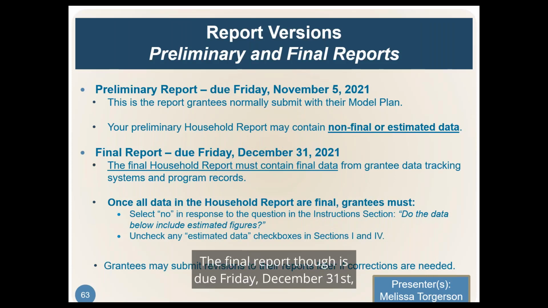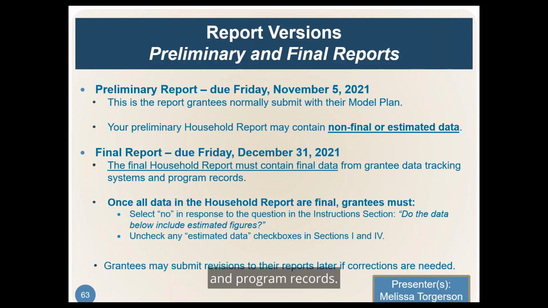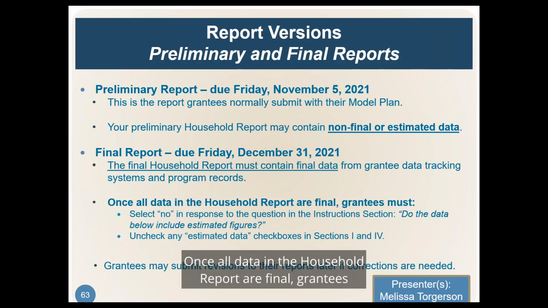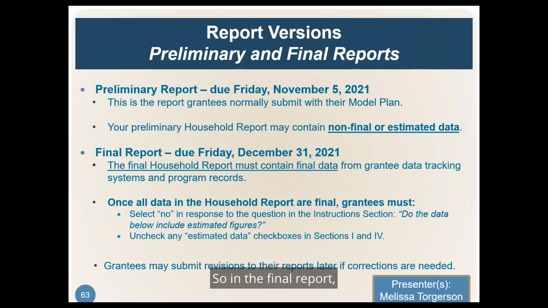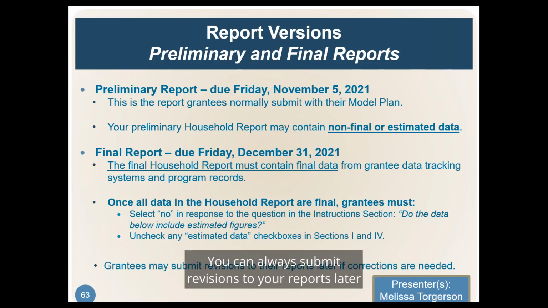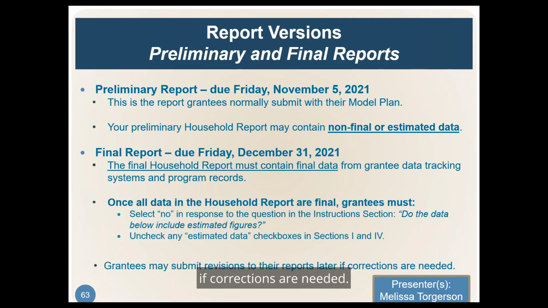The final report, though, is due Friday, December 31st. This must contain final data from your data tracking systems and program records. Once all data in the household report are final, grantees must select no in response to the question in the instructions section that asks, do the data below include estimated figures? You're also going to want to uncheck any estimated data checkboxes in sections 1 and 4. This is really important. It's a tiny little thing, but a lot of people miss it. So in the final report, make sure those boxes are unchecked and that you've checked no. You can always submit revisions to your reports later if corrections are needed.